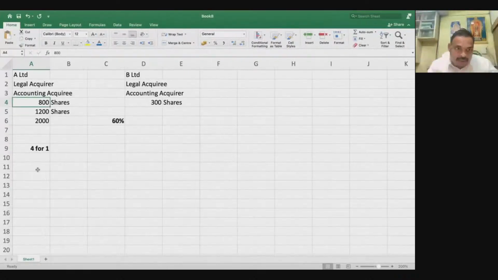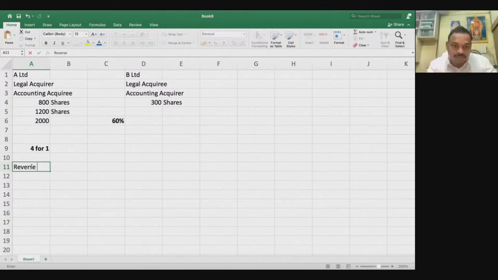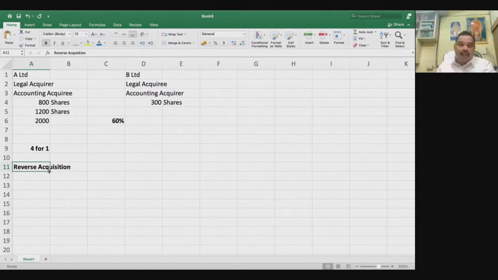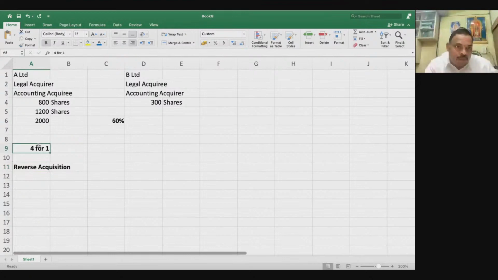So the objective is reverse acquisition. That is why I said business. No, I am not getting 100% holding. The objective of doing this business is, why am I giving 4 for 1? I could have given 2 for 1. No. If I give 2 for 1, then only 600, and then this reverse acquisition will not work out. Why am I giving more shares? More shares are given because reverse acquisition should happen. Then B will not be merged with A; A will be merged with B. That is the purpose, and Ind AS 103 allows you that.